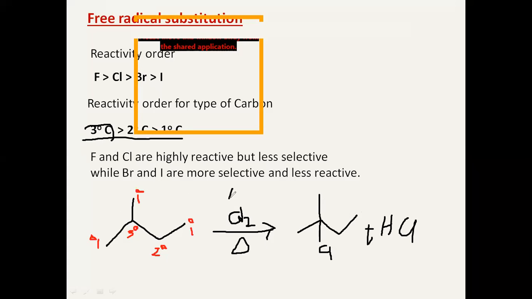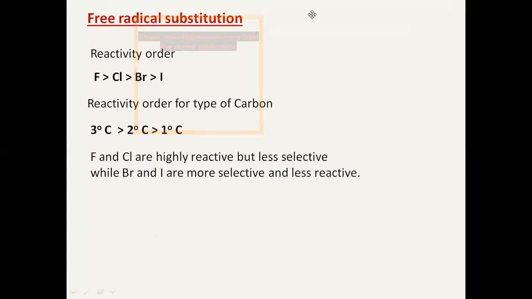When we use only one chlorine molecule and one isopentane, that tertiary carbon would react. It's the monochlorination. The larger product, the major product, will be this one. So like this, we can understand the idea of reactivity order between the halogens as well as alkanes.